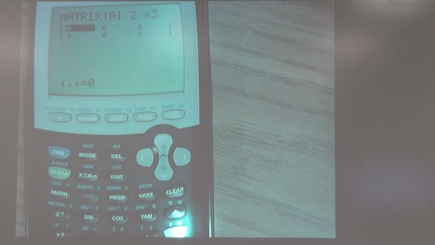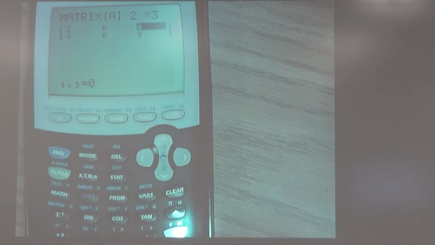and put those in. Our matrix was 2, enter, 0, enter. Make sure we jump to the right. Negative 5, enter, 4, negative 1, negative 7, enter. Enter one more time, make sure that that's there.